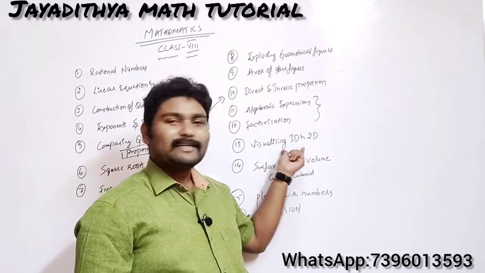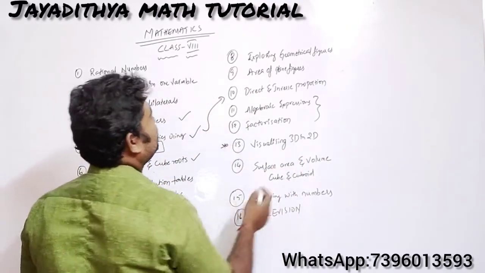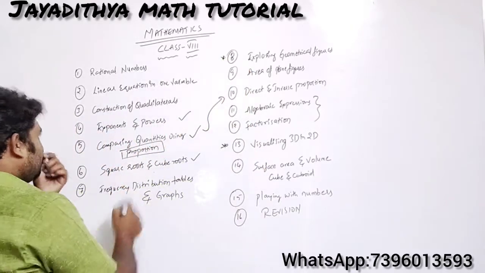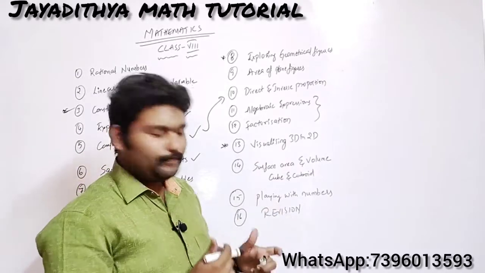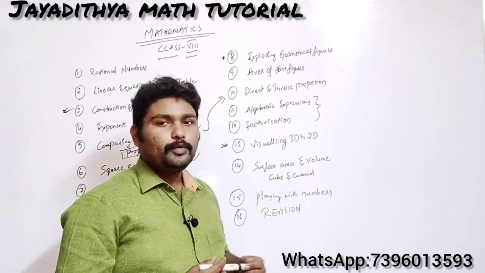This is also interesting and like drawing only. So activity based chapters are here. This one, and exploring geometrical figures. You have, where is this one? Construction of quadrilaterals. Here you have to draw figures perfectly. And next you have surface area and volume of cube and cuboid.